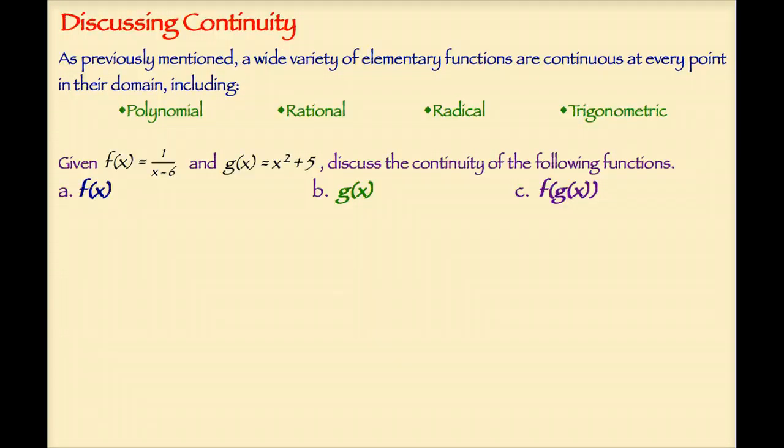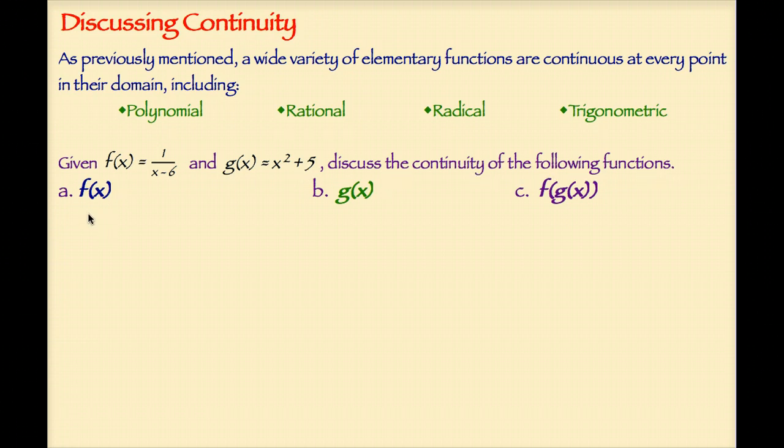As previously mentioned, a wide variety of elementary functions are continuous at every point in their domain, including polynomial functions, rational functions, radical functions, and trigonometric functions. Given that f(x) is equal to 1 over x minus 6 and g(x) is equal to x squared plus 5, discuss the continuity of the following functions.